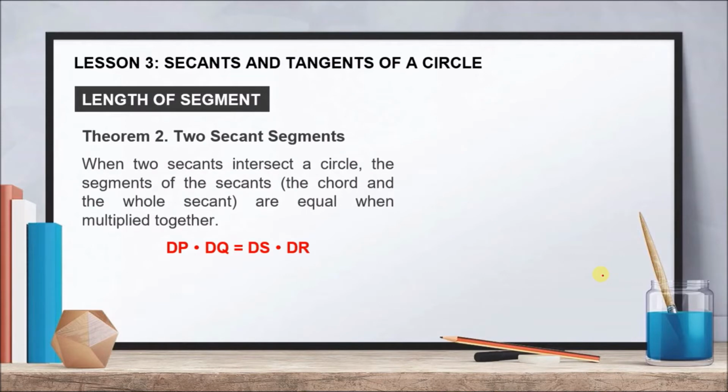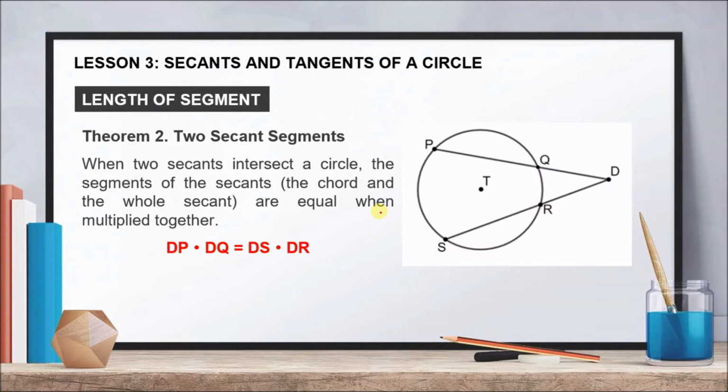We have another theorem here, theorem number 2, which is two secant segments. When two secant segments intersect a circle, the segments of the secants, the chord and the whole secant, are equal when multiplied together. So, we are given a circle here wherein we have a given secant PD and secant SD. From that, we can form a certain product from the segments of one secant. It is equivalent to the product of the segments in the other secant.